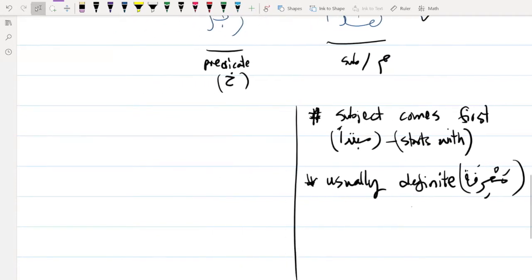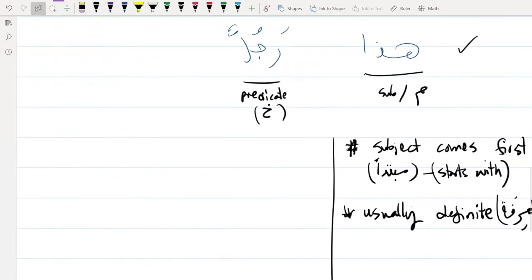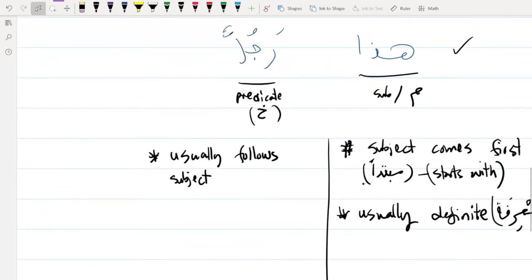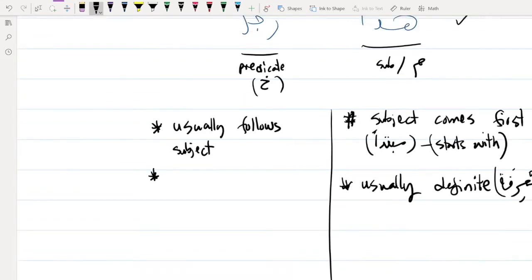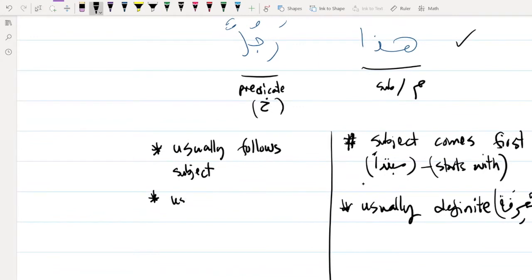There are a few more things we'll talk about regarding the subject, but let's move to predicates and see what we can say about the predicate. If the subject comes first, this is common sense, but I'll write it anyway: the predicate usually follows the subject. It comes after the subject. That's the usual case. But what is the most important thing that we need to know about the predicate? Anybody can guess? Nakira, yes, indefinite. Usually nakira.